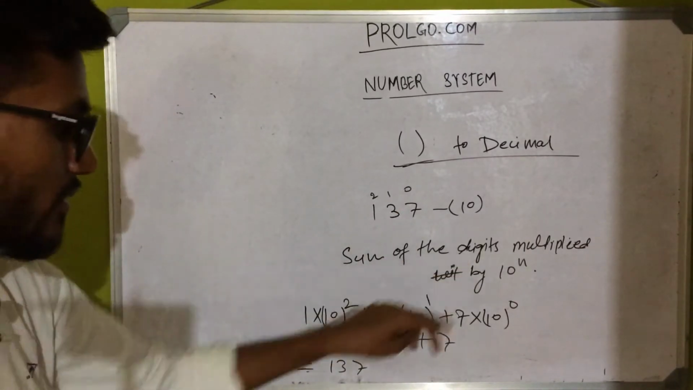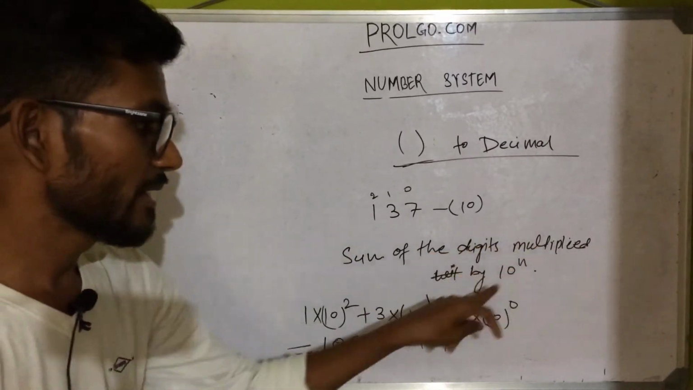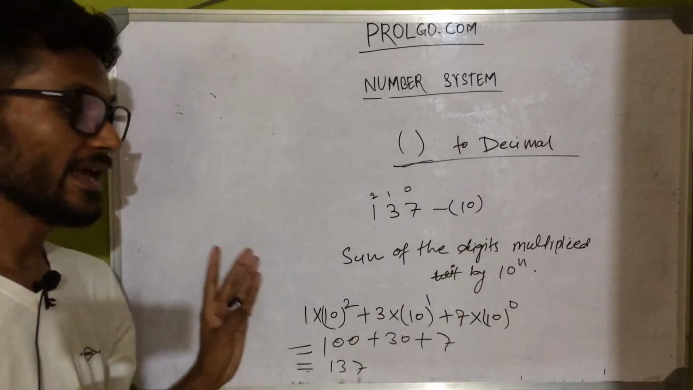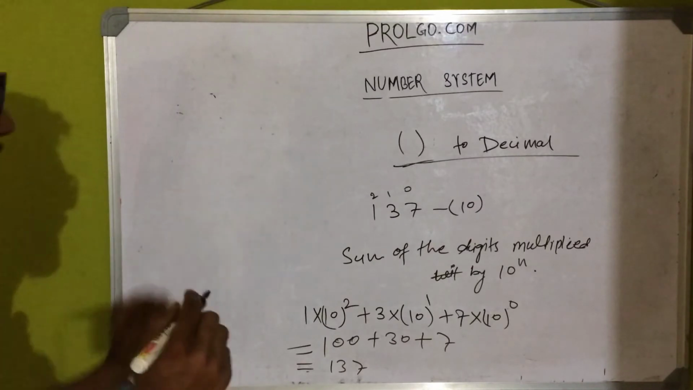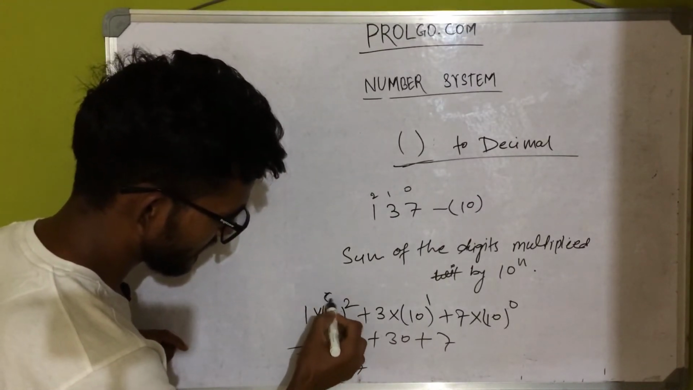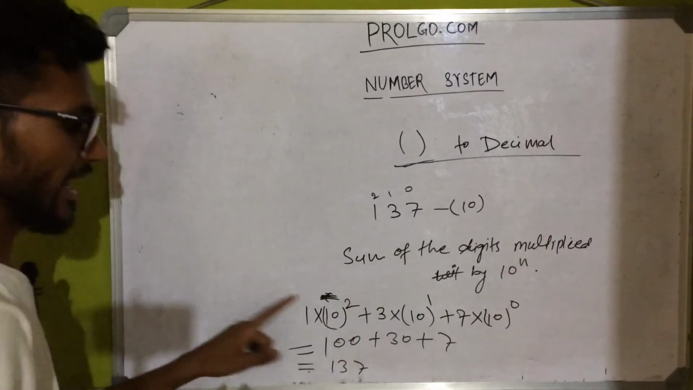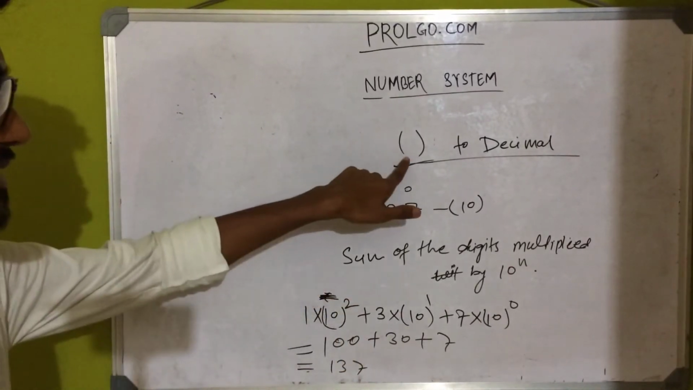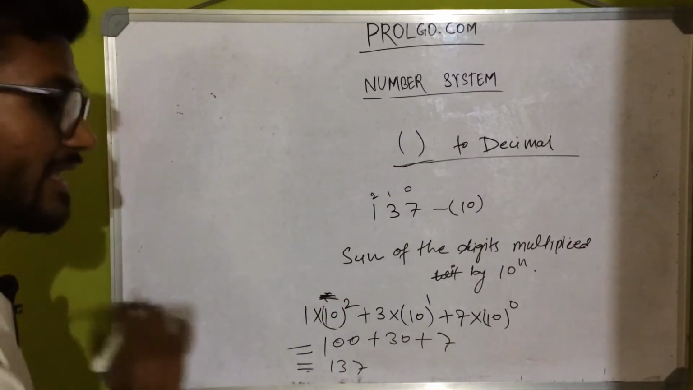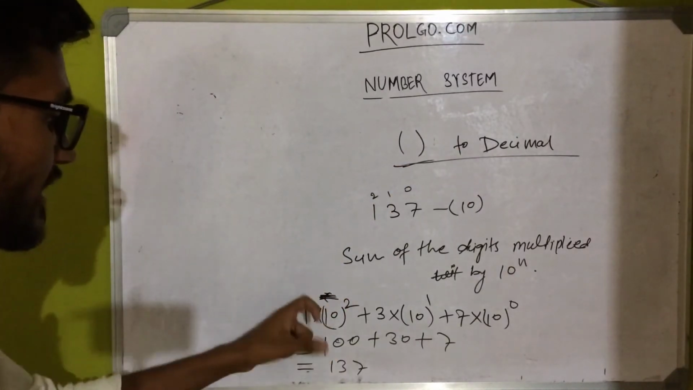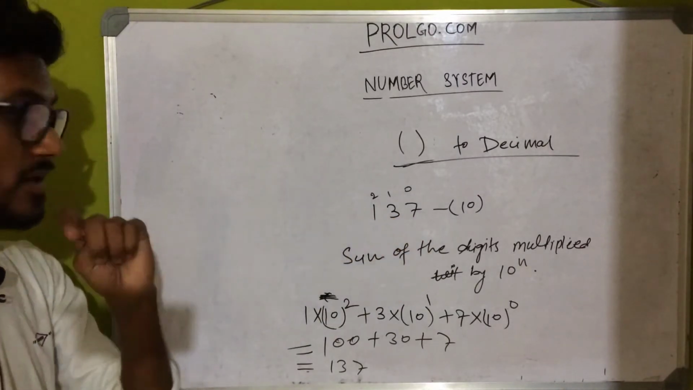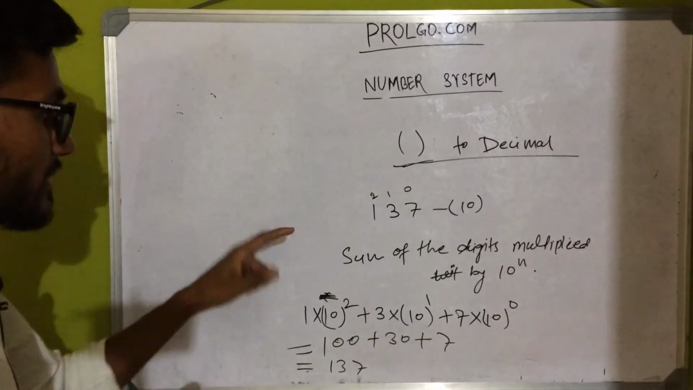So this is the sum of digits multiplied by 10 to the power n. If you got this, then everything is clear for you. Now you have to replace only this: replace this 10, the base, with any of the base systems, binary, octal, or hexadecimal, and then you will get your answer. I'm just taking one example. Let's say this is the same number in octal, so what will be the result?